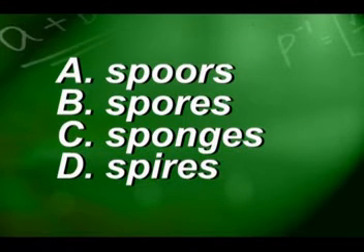There are two ways to control fungi. Number 7. Prevent blank from germinating. A. Spores, B. Spores, C. Sponges, D. Spires.